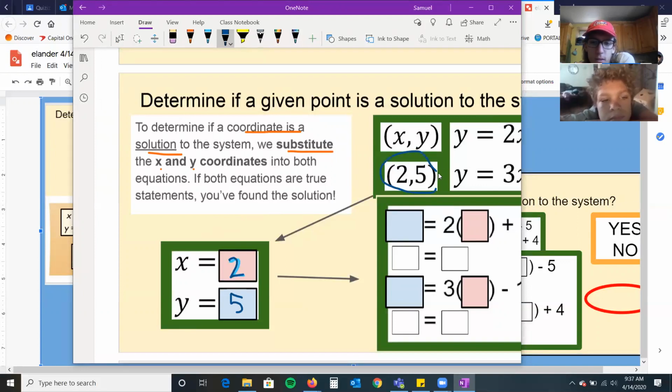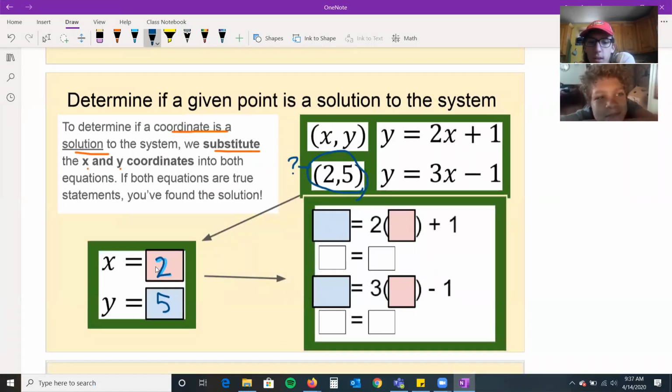Okay, coming from this guy right here, right? They said, is this the solution? Question mark. And we're saying, I don't know, we're going to check. So we take the 2, we take the 5, we plug them into our equations. So let's check it out here. This is y equals 2x plus 1. You guys see that? I just drew colored boxes to make it a little easier to see. But that's our equation, y equals 2x plus 1. And this one is the other equation, y equals 3x minus 1. You see that? So I'm going to take my y's, plug them in for my y's in both equations. I'm going to take my x, plug it in for the x in both of my equations.